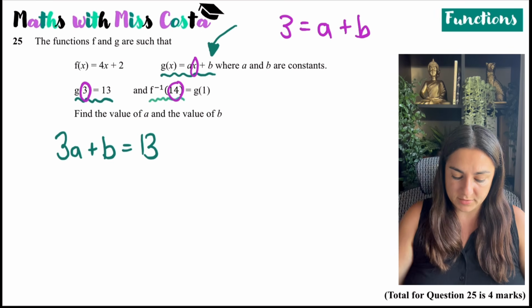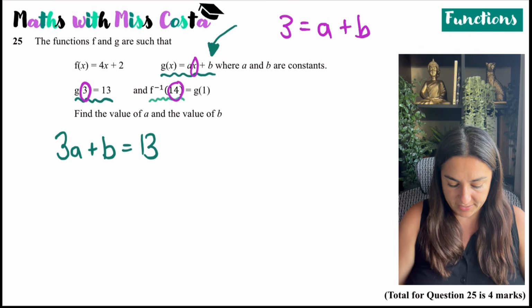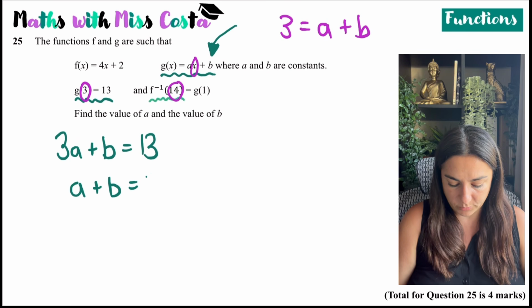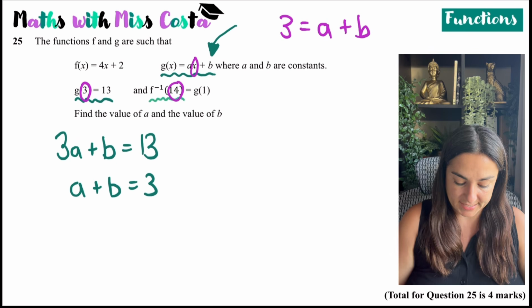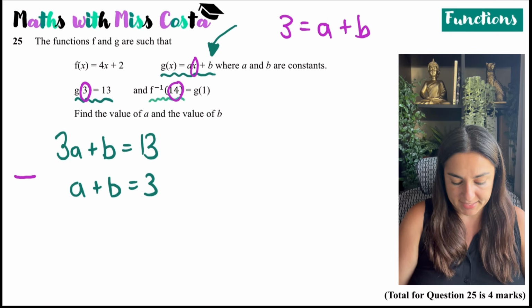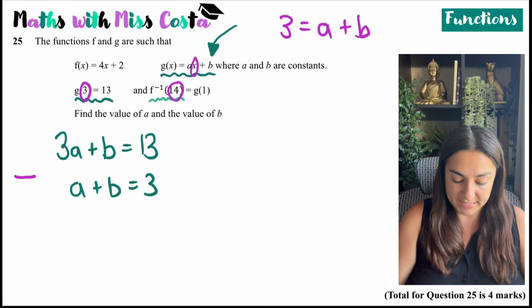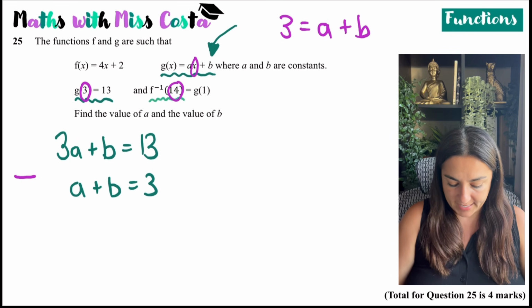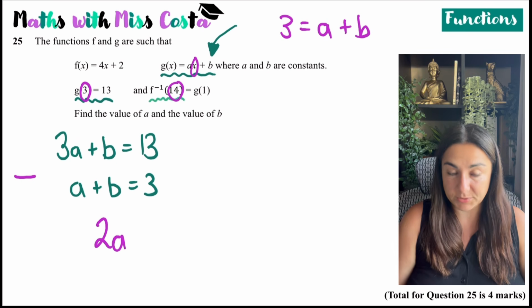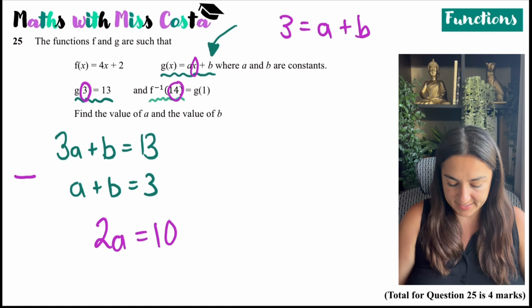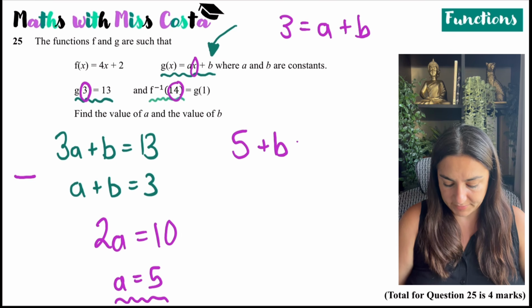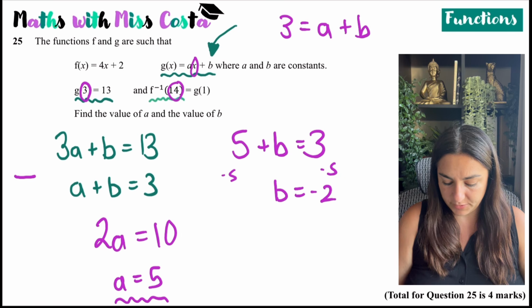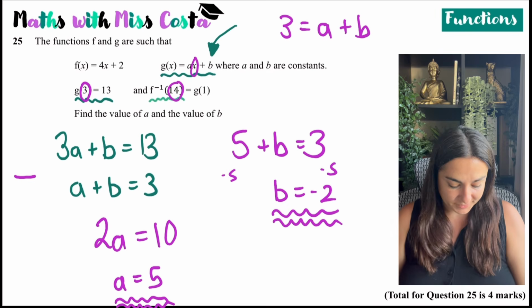So now we've got essentially simultaneous equations. So I know that a plus b is equal to 3, and I know that 3a plus b is equal to 13. And this is a nice simultaneous equation, as I've got b values that are the same, so I can just subtract. So 3a take away a is 2a, b take away b cancels, which is why I've done this. 13 take away 3 is 10, so therefore a must equal 5. Now if a is 5, 5 plus b equals 3, so b must be 3 take away 5, which is minus 2. So there we've got our values for our functions.